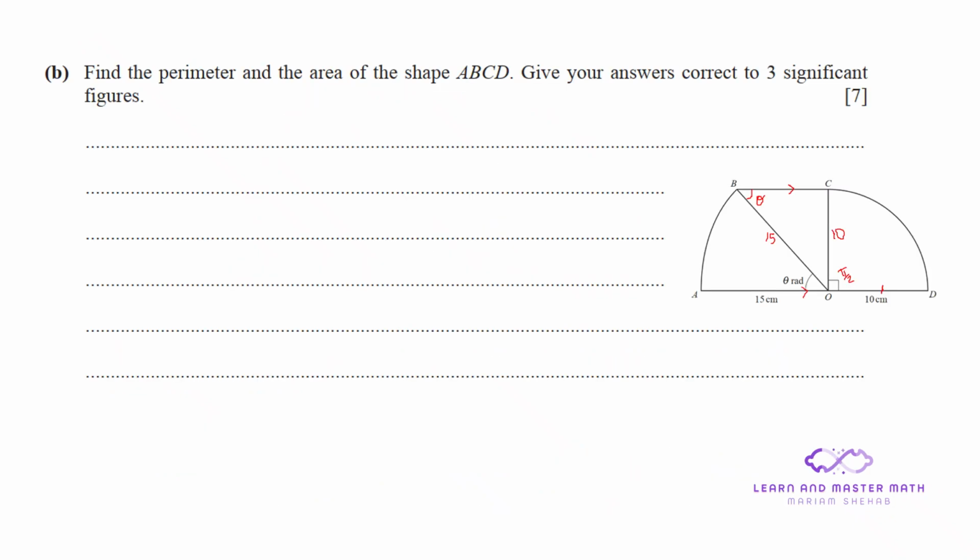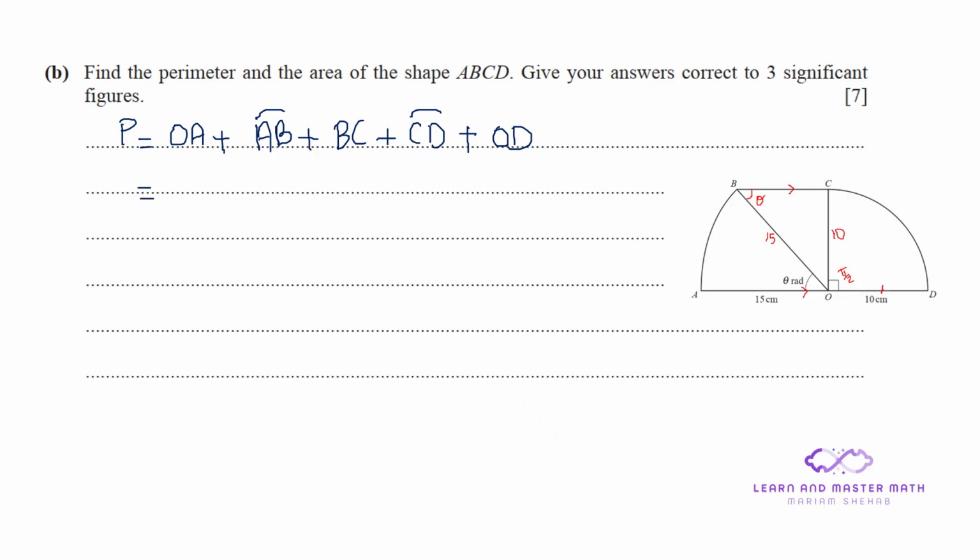In part B, they are asking us to find the perimeter and the area of the shape ABCD. Give your answer correct to 3 significant figures. So when we find the perimeter, all we have to do is add the outer sides together. In this case, the perimeter is OA plus the arc AB plus BC plus the arc CD plus OD, which is the radius in the second circle.